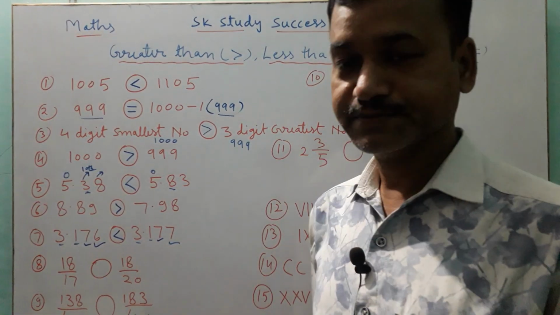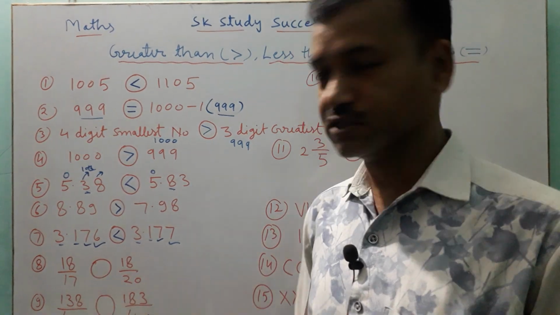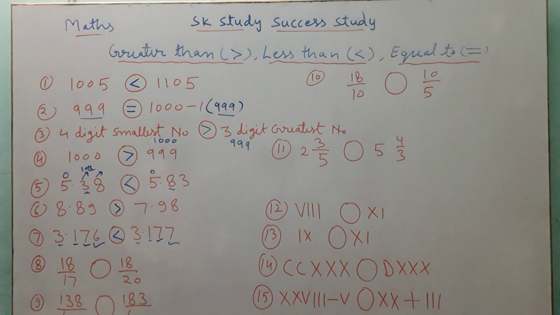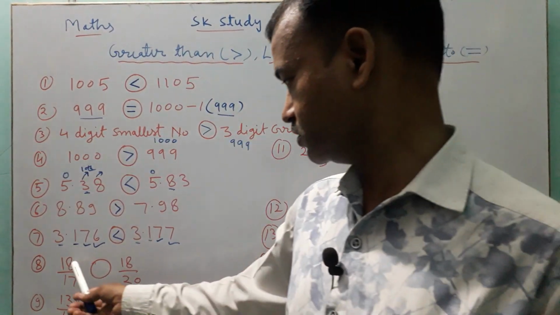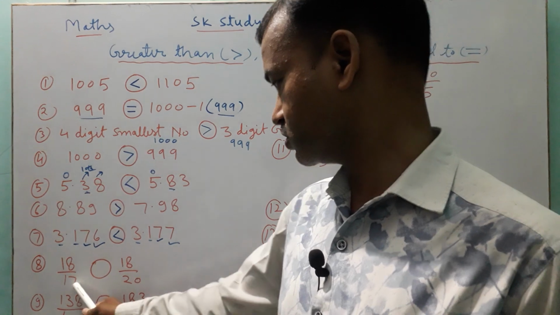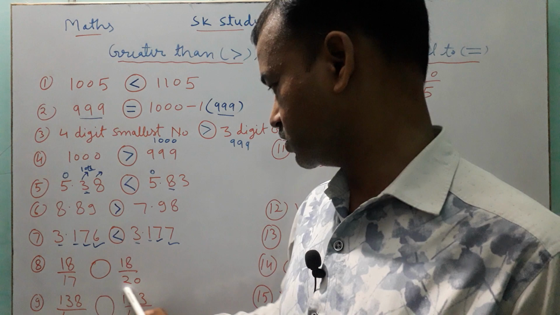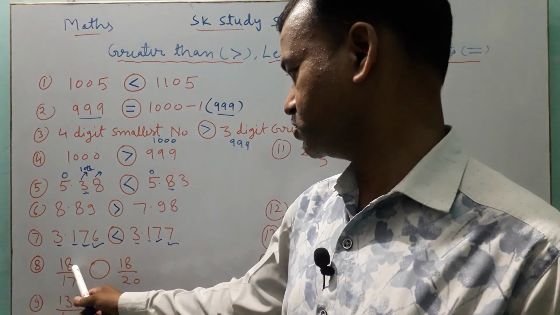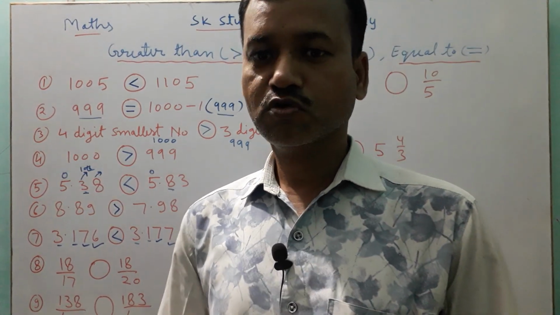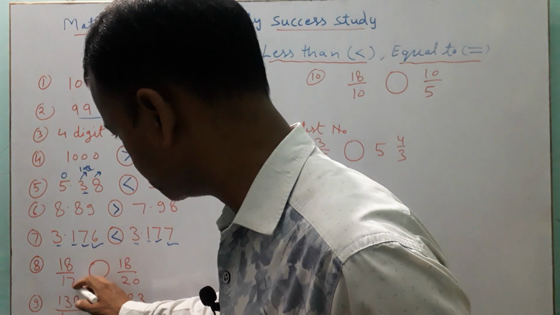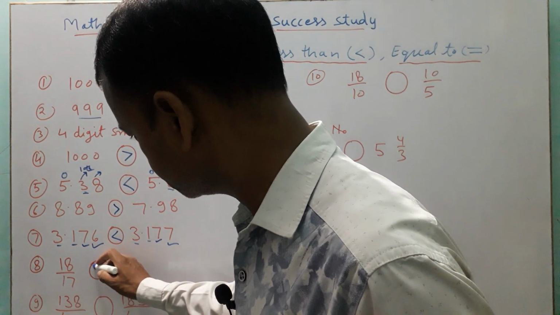Now we find less than and greater than between fractions. How can we identify fractions? There is 18 by 17 and 18 by 20. If the numerator is the same, then we see the denominator. This denominator is 17, this denominator is 20. 20 is greater than 17, so this fraction is smaller. Here we see 18 and 18, the numerator is the same, so the smaller denominator gives the greater fraction. We write here this.